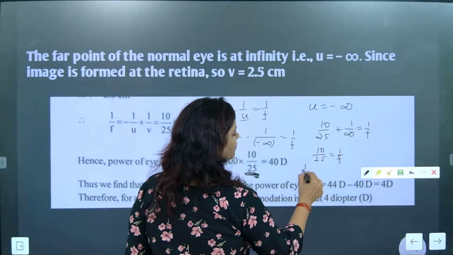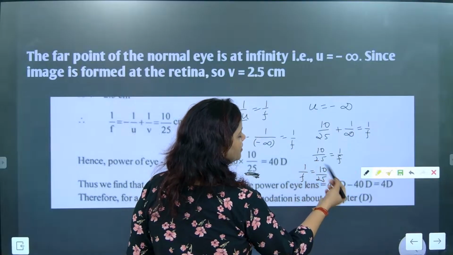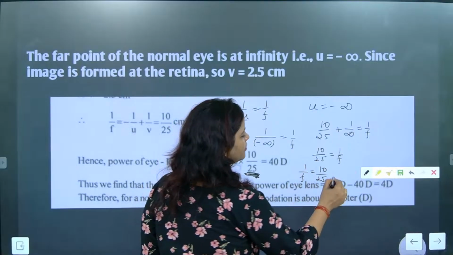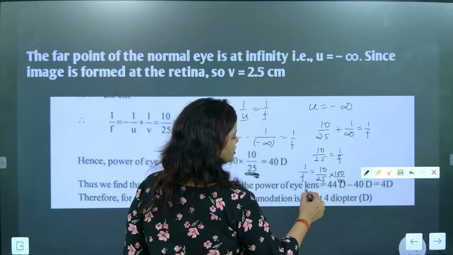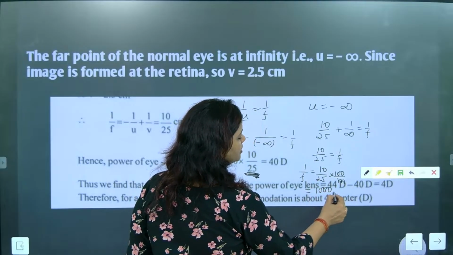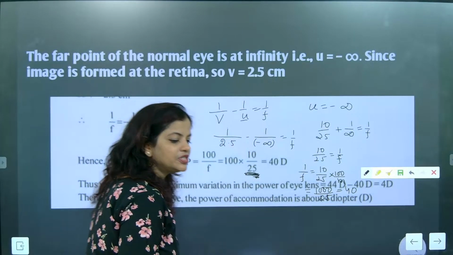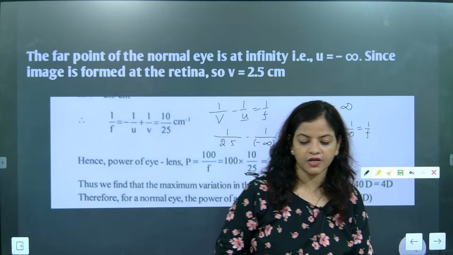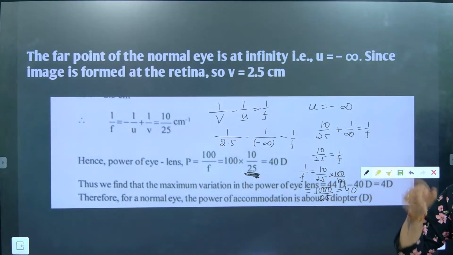And this is again, beta, 1 by f is 10 by 25 centimeter inverse. What is it? Centimeter inverse. The moment you multiply by 100, it becomes meter inverse. So how much is it coming, beta? 1000 by 25. So it is coming in total as 40 diopter. How much will it come? 40 diopter. So far off is 40 diopter.